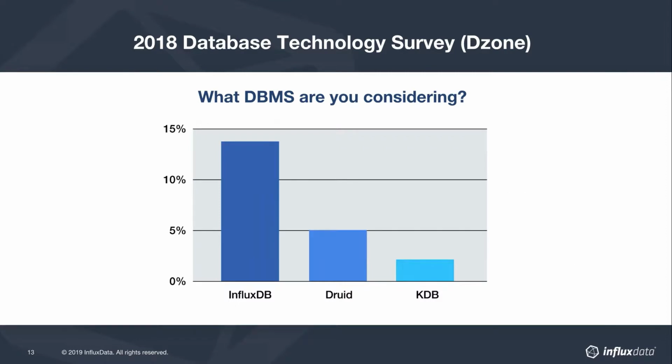So in that 2018 survey, DZone asked, what database management systems are you considering? And InfluxDB is pretty high up on the list. Druid and KDB were some other options that people were considering. So we're glad to see that Influx is being considered by so many people as an option for storing and querying time series data.